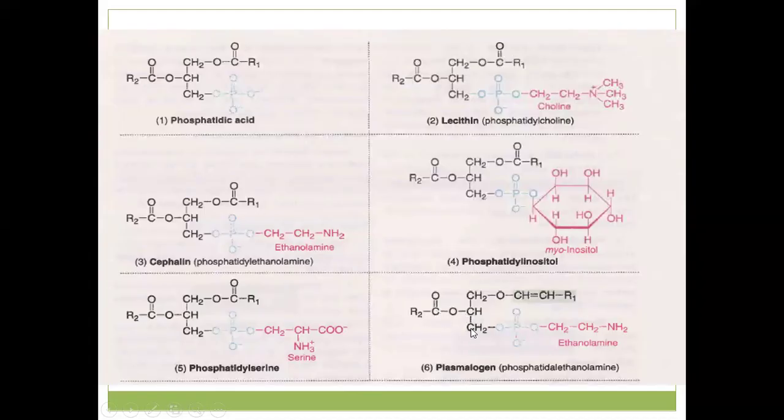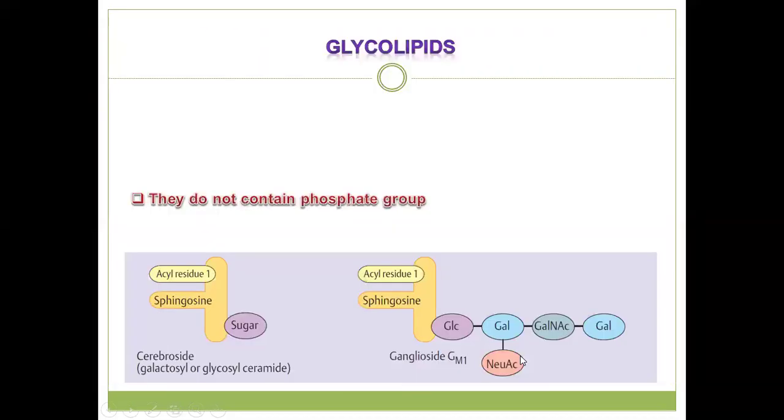While the last carbon, which when compared to glycerol is supposed to be carbon 3, now has the phosphate group attached. So on the phosphate group, we can have any of these groups added. Here we have a plasmalogen where ethanolamine is added to form phosphatidyl ethanolamine.